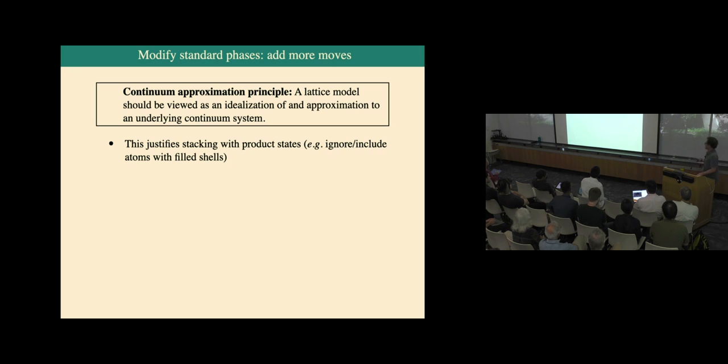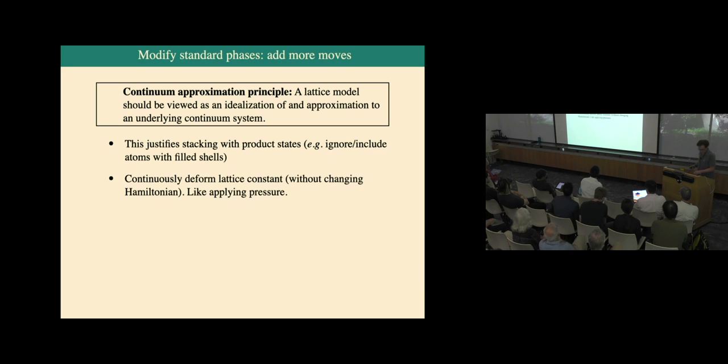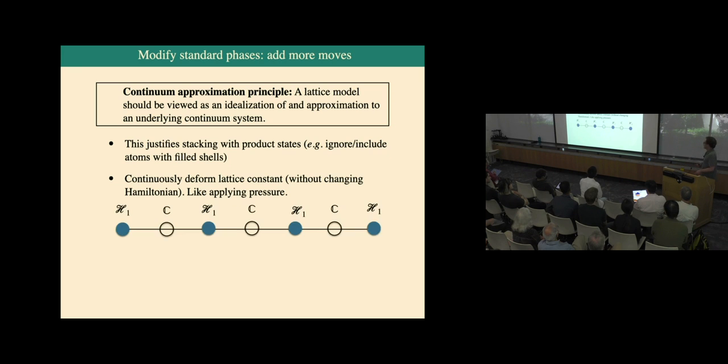Okay. And thinking along those lines, you can justify stacking with product states, but there are other things you can do. Another thing you can do is say, look, we can tune a parameter and continuously deform the lattice constant. I mean, we can really do this in the lab. We can apply pressure. Although pressure changes a lot of other things too, I want to imagine that we do this without changing any parameters in the Hamiltonian. The only thing we do is move lattice sites around.